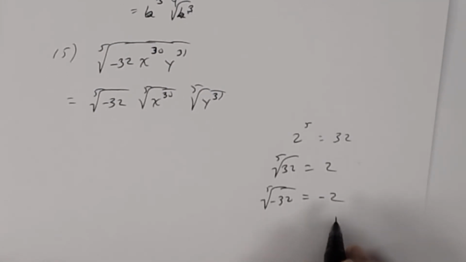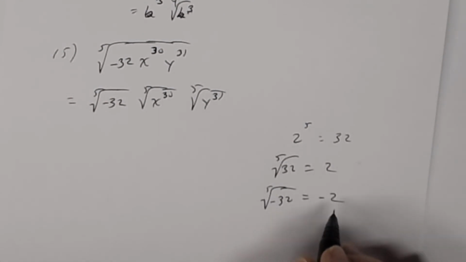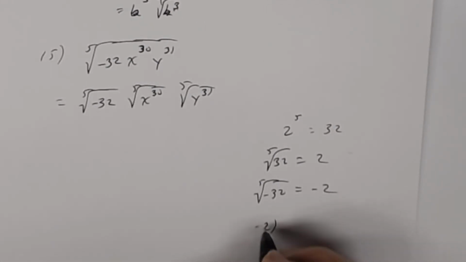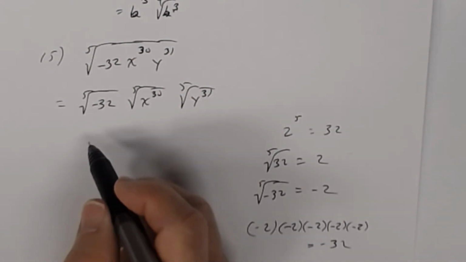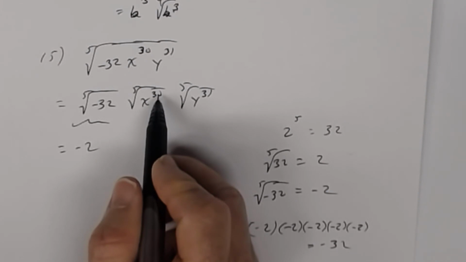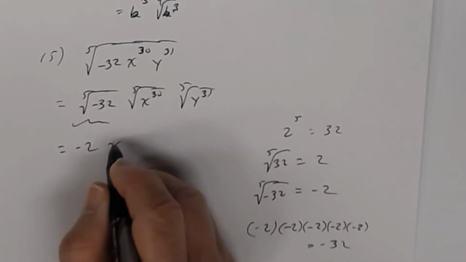Now don't say not a real number because that's an odd index. All right, now if this was a square root of negative 32, then that would be not a real number. But negative 2 times itself 5 times is negative 32. Okay? So that's negative 2. I can simplify this. In fact, it's an easy one. 30 is divisible by 5. So 30 divided by 5 is 6.